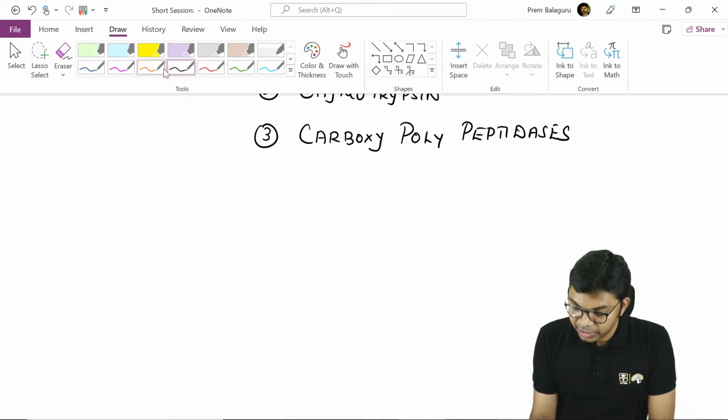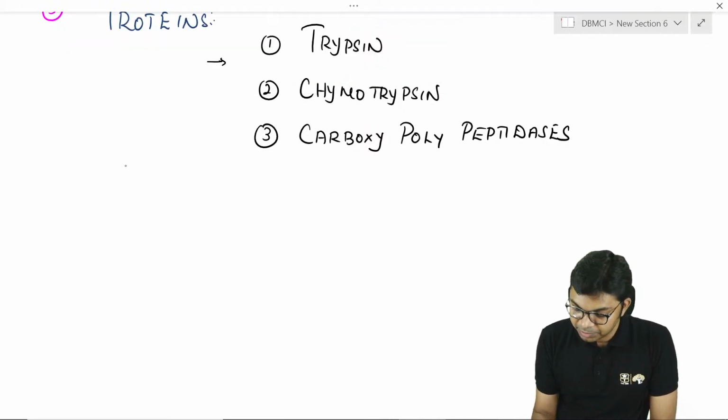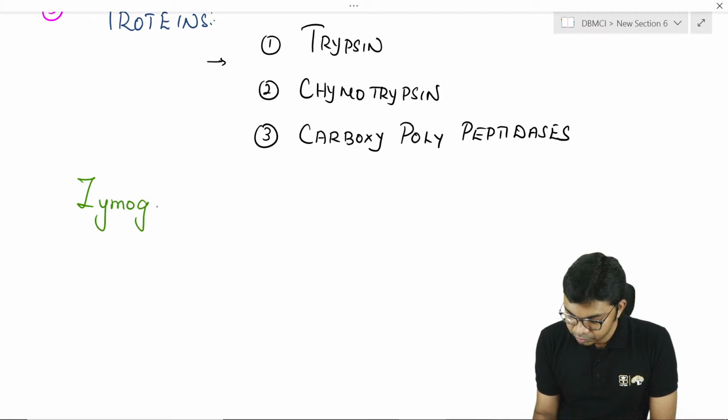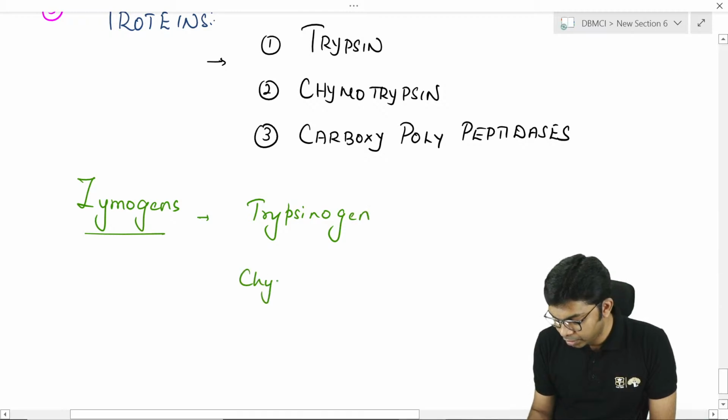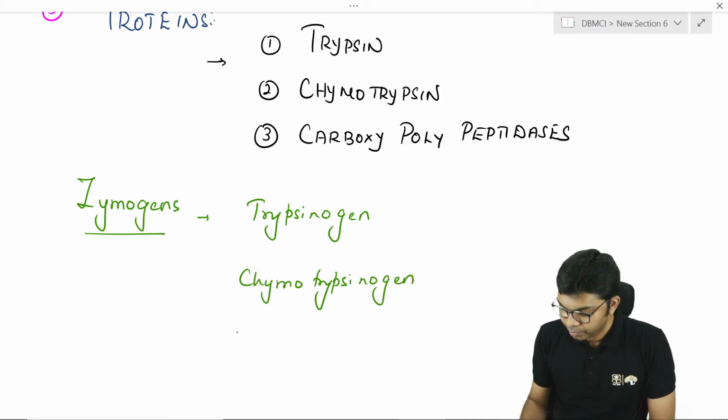Again, if you look at these enzymes, all these enzymes are produced as zymogens. There is going to be production of trypsinogen and chymotrypsinogen, as well as procarboxypolypeptidases.